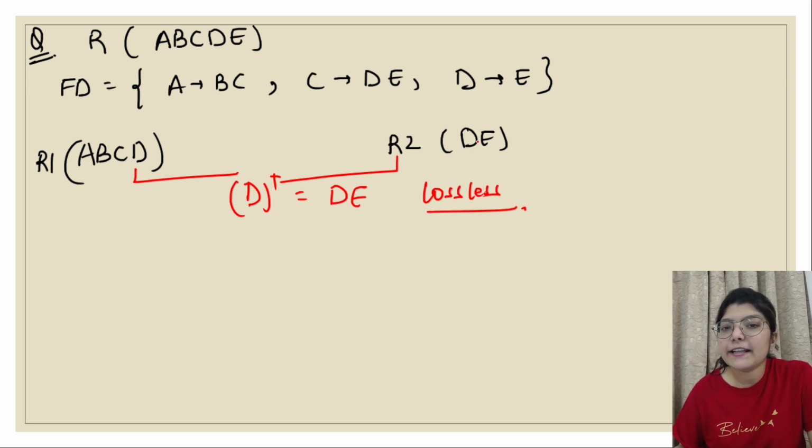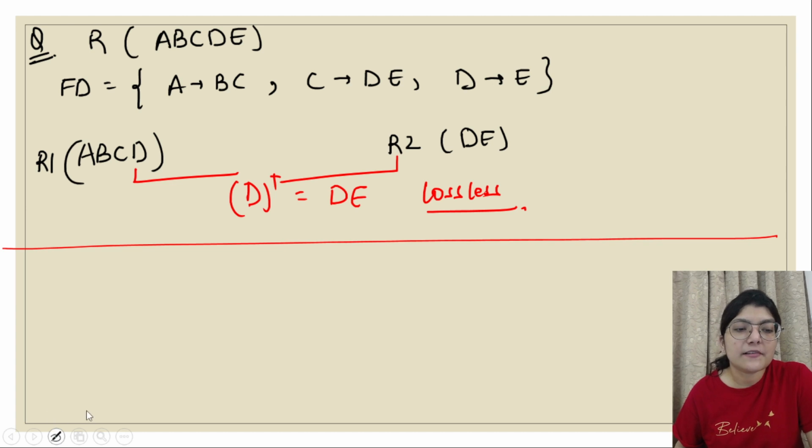D is the candidate key of R2. Why? Because I'm getting both the attributes, D and E. So this is lossless. Now I'll try for dependency preserving. So what do I have to do? We have A, B, C, D. So what you will do, I'll draw it in half.